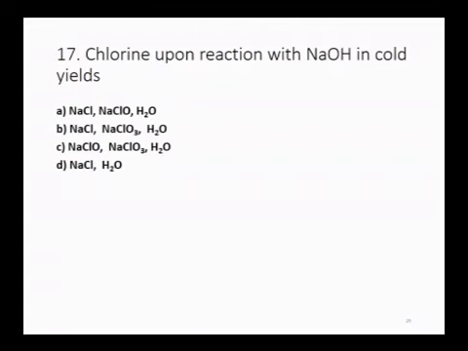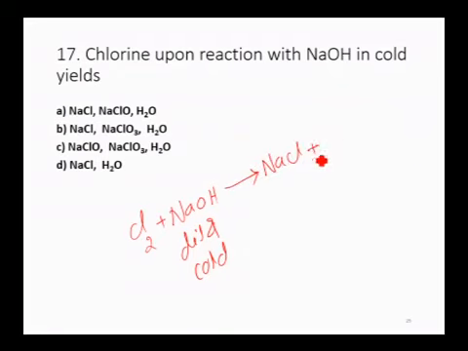Chlorine upon reaction with NaOH in cold: chlorine reacts with sodium hydroxide, which is dilute and cold. It forms sodium chloride and sodium hypochlorite and water. So the obtained products are NaCl, NaClO, that is sodium hypochlorite, and water. The suitable answer is A.